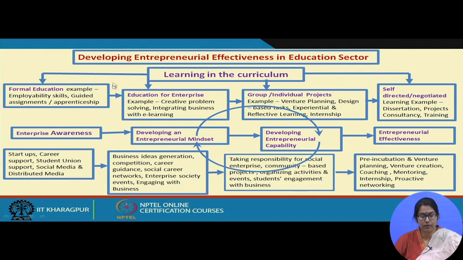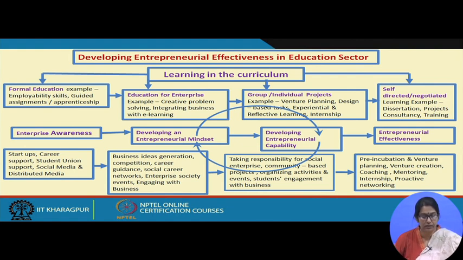Now, we will discuss developing entrepreneurial effectiveness in the education sector. So, now we are addressing the education sector as an industry, as a domain. Starting from the curriculum, inside the formal education system and outside it, how to develop awareness for being an entrepreneur, and what kind of mindset, capabilities and effectiveness we need to develop. All these things we will discuss, which have been given here in the diagram.